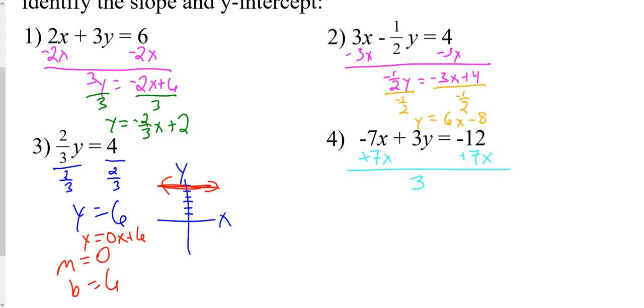So we get 3y equals 7x minus 12. And now I need to divide both sides by 3. Gives me y equals, well, 7 divided by 3 doesn't go evenly, so it's just 7/3. And we put an x behind it because it's 7 divided by 3 times x. And then 12 divided by 3 does go evenly 4 times. So our y-intercept is -4, and our slope is 7/3, meaning up 7, right 3.